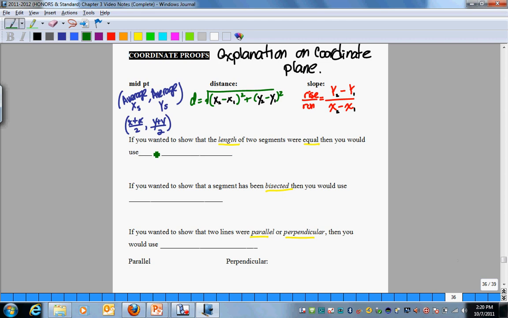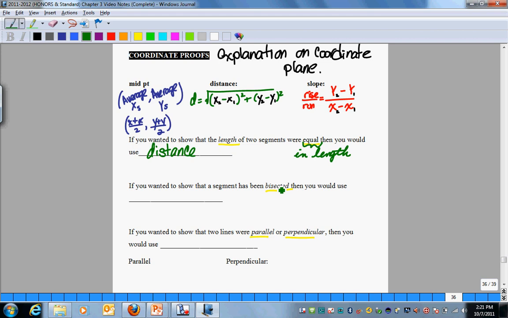Length is a concept of distance. So if I wanted to talk about the length of things, I'm going to use the distance equation. Now what might throw you off is that word equal, because you might think midpoint, but we're talking equal in length. Equal in length. And again, length is a distance issue.